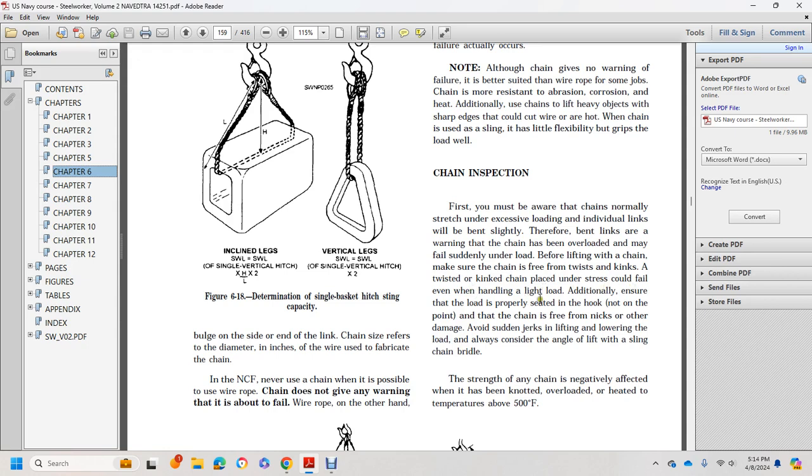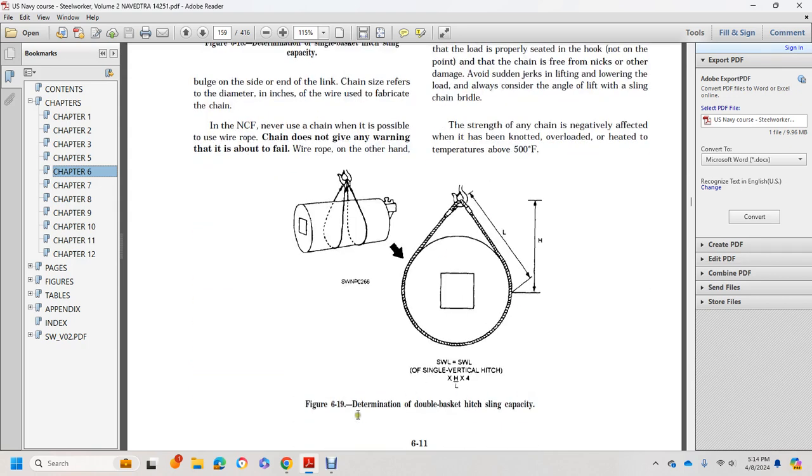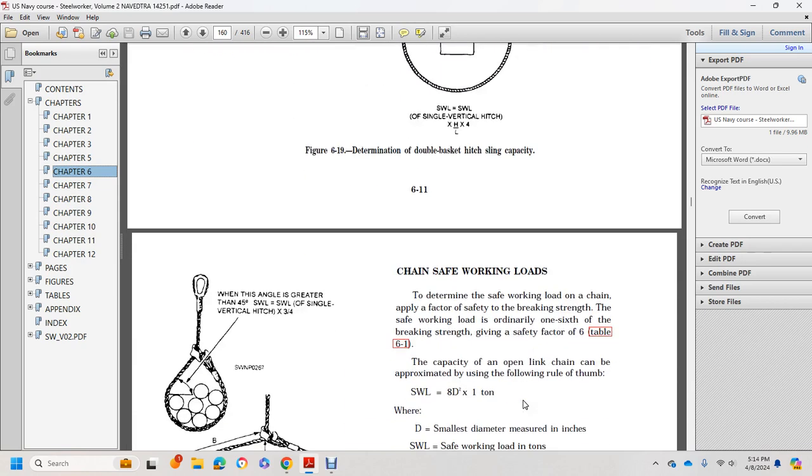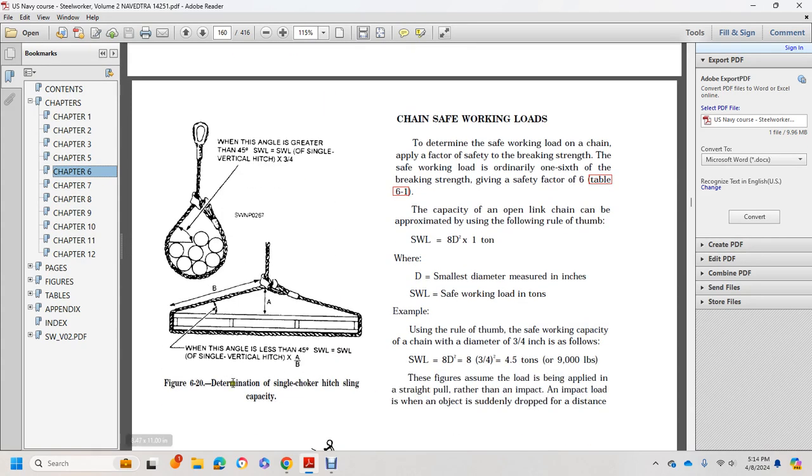Additionally, ensure the load is properly seated in the hook, not on the point, and the chain is free of nicks or other damage. Avoid sudden jerks when lifting and lowering the load. Always consider lifting with a sling or a chain bridle. The strength of any chain is negatively affected when it is knotted, overloaded, or heated to temperatures above 500 degrees. Figure 6-19 shows the determination of double basket hitch sling capacity and figure 6-20 shows the determination of single choker sling capacity.